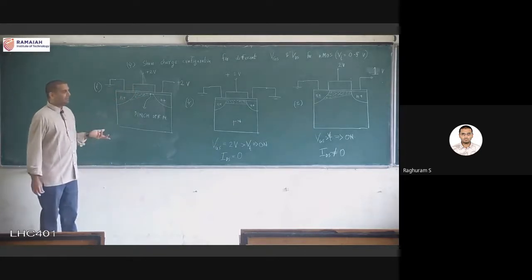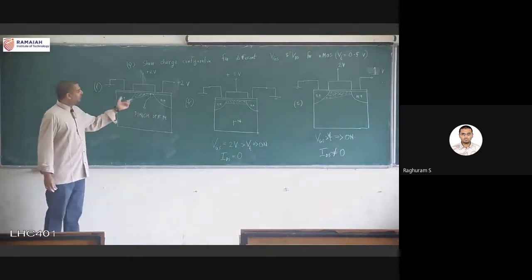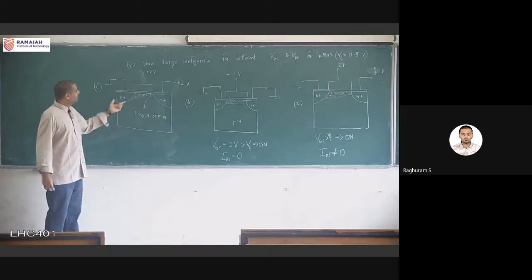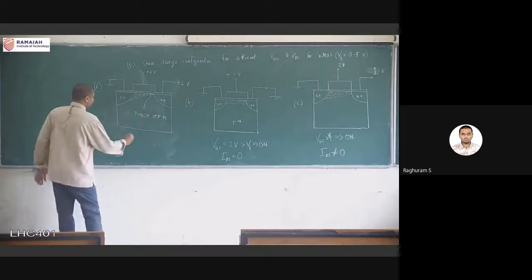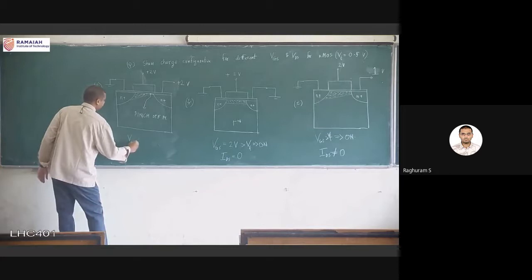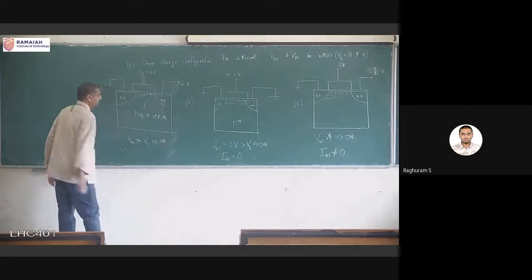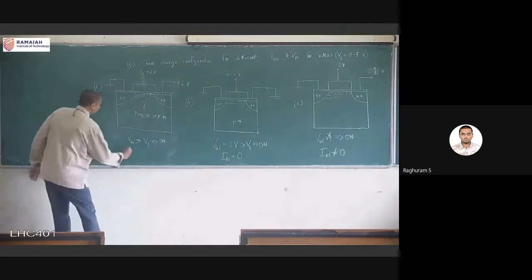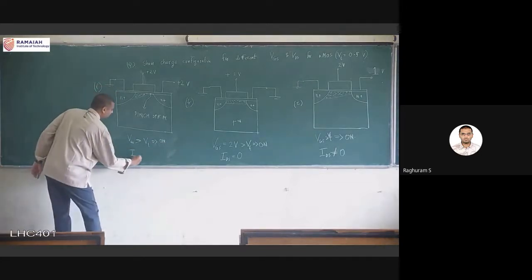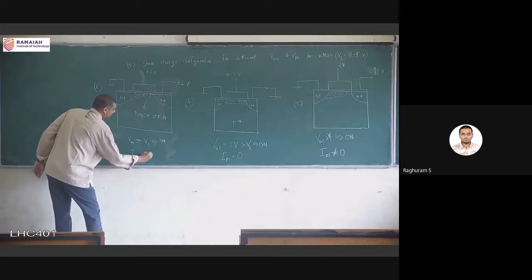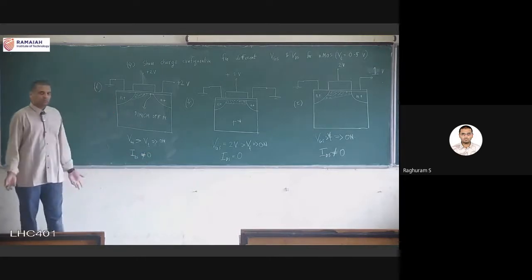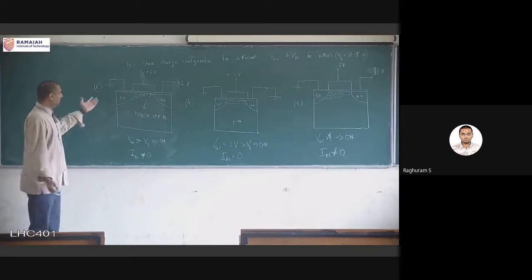And another thing, now the concentration gradient, very quickly. So first is we will write VGS on. We have not changed that condition. Again, IDS is also not equal to 0 because same reason, there is a concentration gradient.